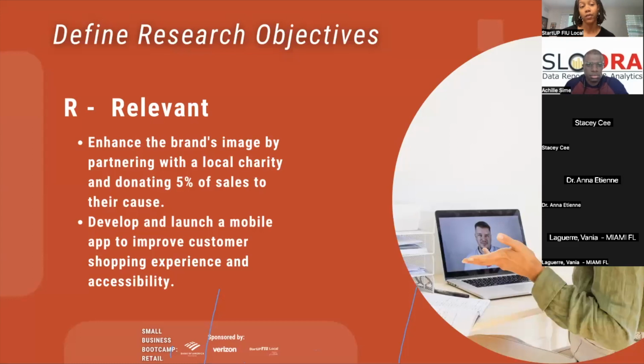So examples of that could be enhancing your brand's image by partnering with local charities, or developing and launching a mobile app to improve your customer shopping experience and accessibility. For my retailers in the room who are hybrid, who are doing maybe both brick and mortar or a little bit online and a little bit in person, the farmers market folks, this is a tangible tool that you can use that can be relevant to where your business is right now.